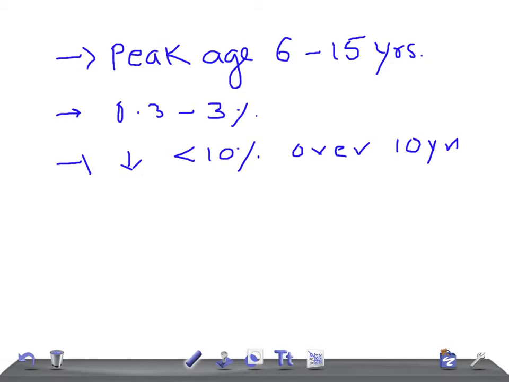And remember another point: if the family has a history of rheumatic fever, then there is increased risk in the child.